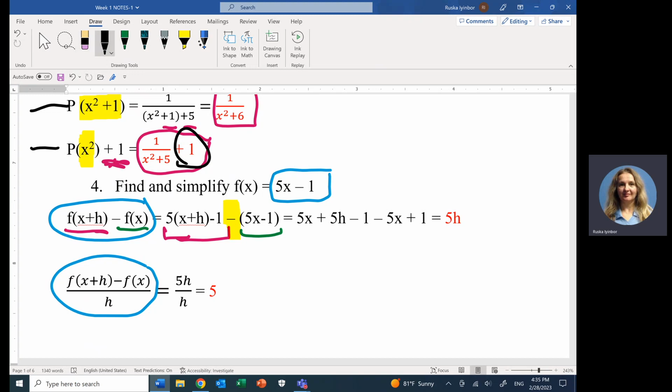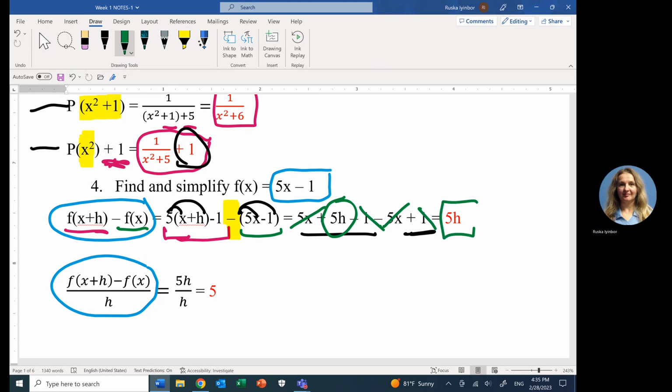I do the parentheses here. So multiply 5 times x, 5 times h. That's how we get here, minus 1. And then we distribute the negative, so it's going to be minus 5x, and then minus minus 1 gives us plus 1. And then after that, you combine like terms, you simplify. So you have 5x minus 5x cancel out, 0. Negative 1 plus 1 gives me also 0. So the only piece left is 5h. So this is your final answer, 5h. So the answer for the first part of this question is 5h.